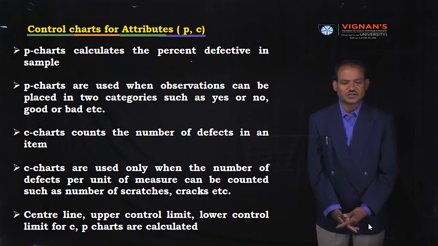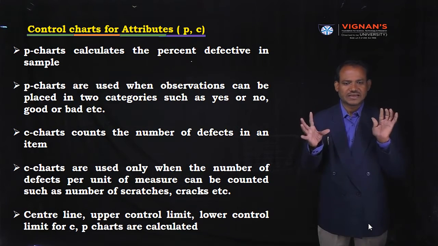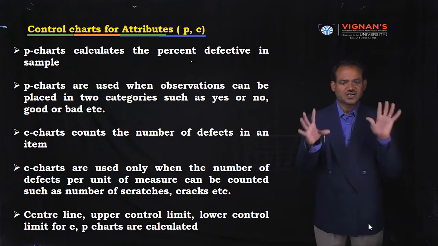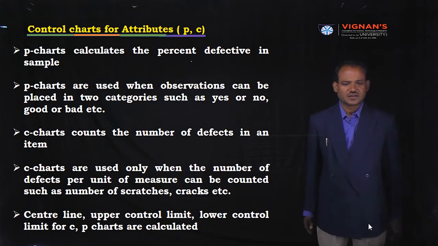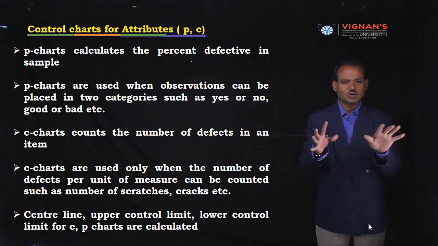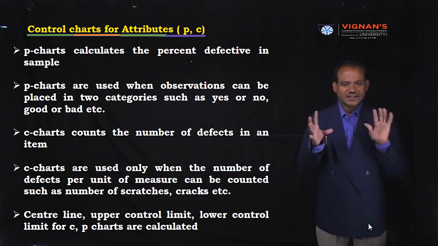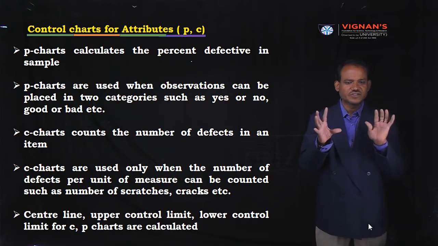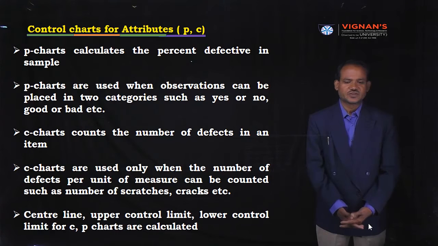Similarly, the second point: P charts are used when observations can be placed in two categories, such as yes or no, that means whether it fits or not, good or bad, for example, defective or non-defective, and so on. These are the attributes charts. Therefore, this type of conclusion will come. Okay. Next, move to the third point.